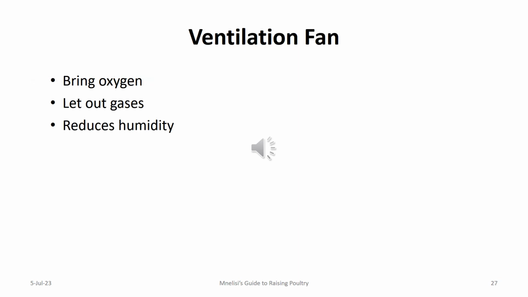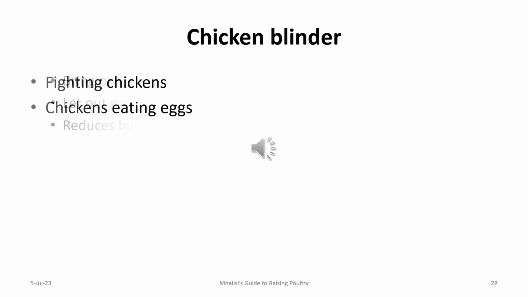A ventilation fan. The purpose of the ventilation fan is to bring in oxygen and let out other gases. Also, the ventilation fan will reduce the smell and the moisture on your farm. A chicken blinder. This is a tool for stopping chickens that are fighting. It can also be used on those hens that are eating eggs.